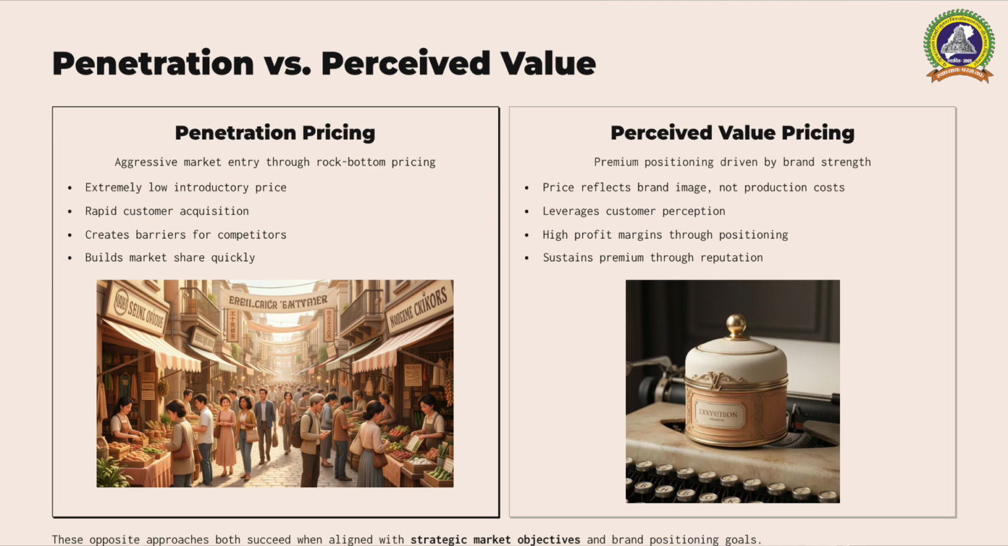Finally, we have perceived value pricing. This is where marketing meets psychology. The price is set based on what the customer thinks the product is worth, irrespective of production cost. Why does a pair of branded jeans cost 5 times more than unbranded ones, even if the fabric is identical? It is the perceived value: the status, the image and the trust associated with the brand. Companies like Audi or Starbucks excel at building this perception to justify higher margins.